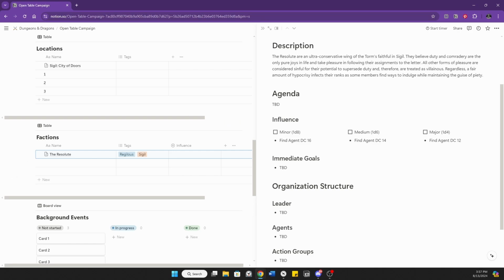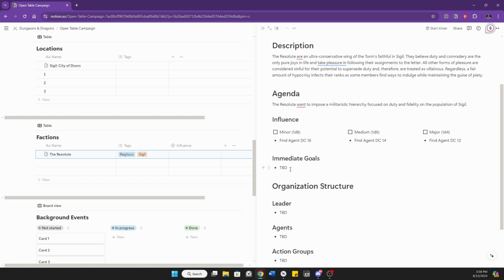So in this case, I went with the following. The Resolute want to impose a militaristic hierarchy focused on duty and fidelity on the population of Sigil. So the idea being that through might, right, or faith, they want to get everyone in Sigil underneath their particular organization and their belief structure. Obviously there's a bunch of smaller things that will need to occur before such a goal can come to fruition.